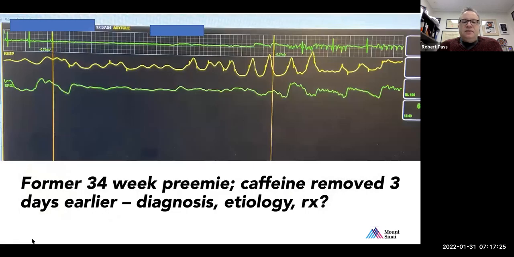Okay, let's move on. So this was a tracing that was sent to me not too long ago. This is a former 34-week preemie. I was told that caffeine was recently removed, or stopped, or discontinued 3 days earlier. So this is an interesting tracing, and I will try to ask the fellow who did not ask me this. So I'm going to see if Dr. Bebbia, what do you think about this?